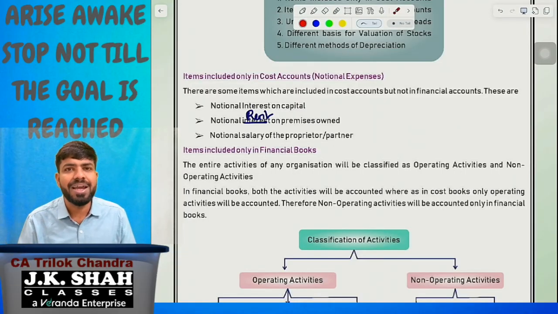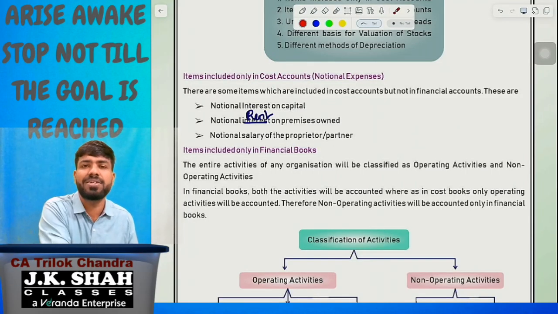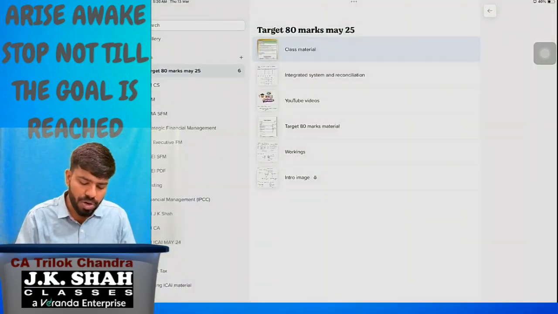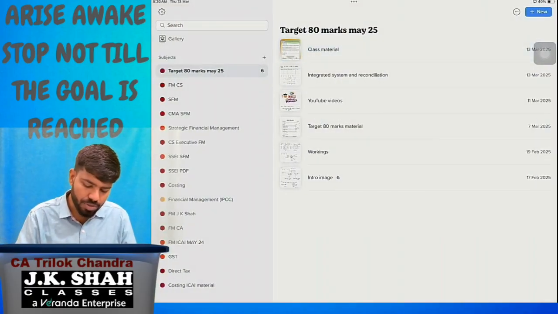Now it's time to understand transactions considered only in financial books but not in the cost books. Only in financial books but not in the cost books. Look here.